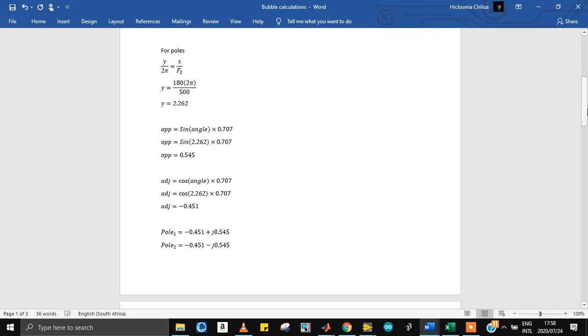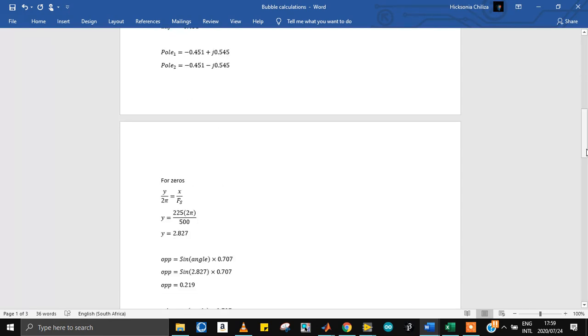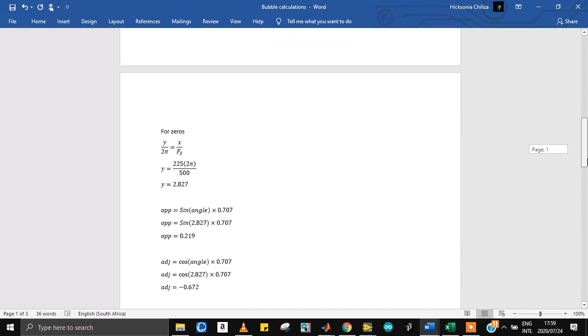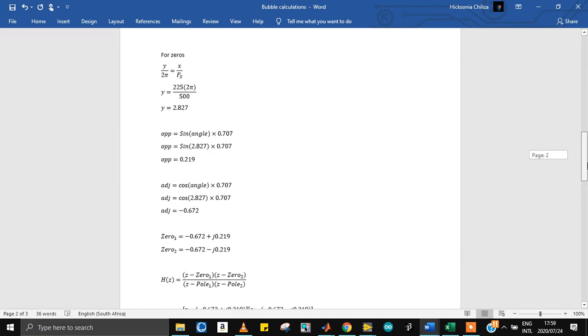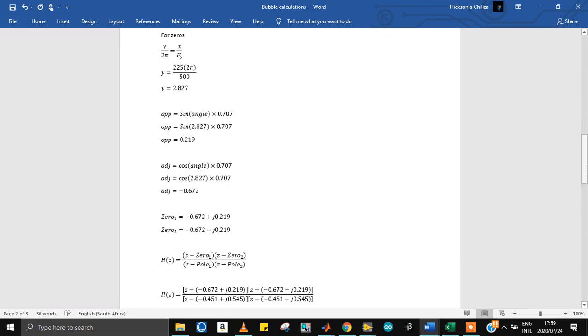Very easy standard formula. 180 because for the signal it was 180 frequency. Then 500 is the sample frequency. The opposite side and the adjacent side of your pole. Then you get your two poles lying on the left hand side of the complex plane. Then you calculate your zero, same formula, just using the 225 for the noise and the 500 sample frequency still the same. Solve that all together, then get your transfer function equation.